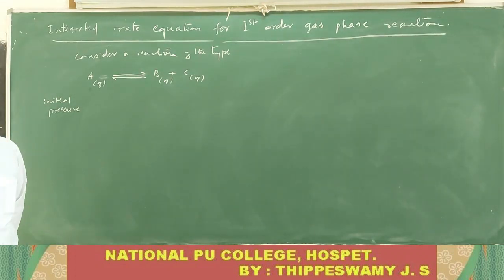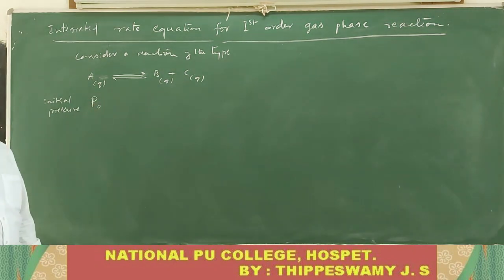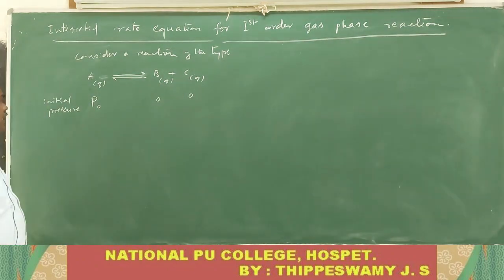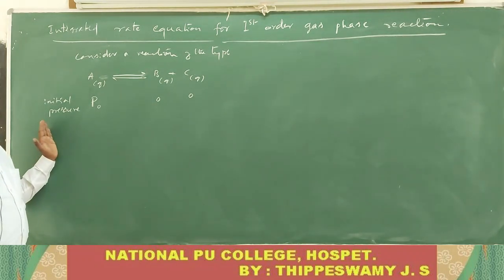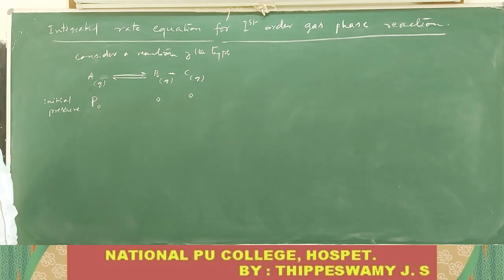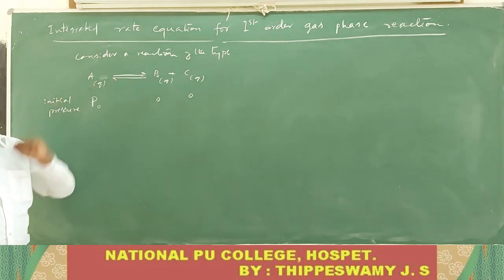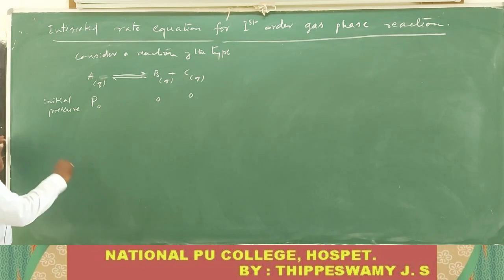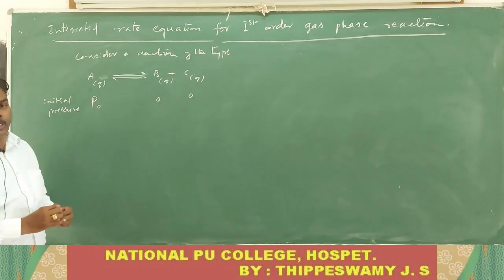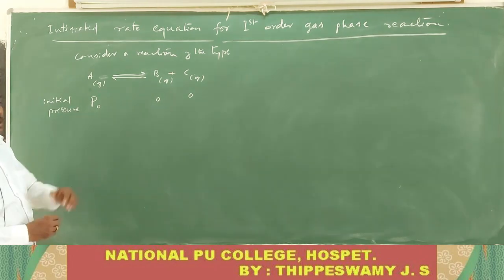The concentration of the gases can be expressed by means of partial pressure. Now I take the initial pressure, before the start of the reaction, as P naught only, and for B and C it is 0. The next one is the number of moles after a certain interval of time: how much of reactant A remains, and how much reacted, that is, how much B and C are formed. So we take the partial pressure of reactant as well as product after a certain interval of time.